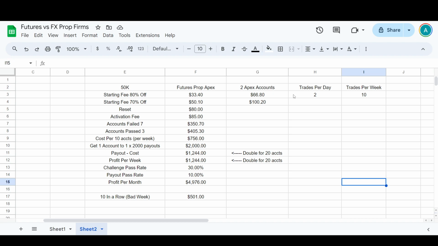So in this video here, I've only got this set very basically at 250,000 Apex accounts, right? And you can see that's a lot cheaper. So this is how you would risk less if you wanted to and still have great payouts.